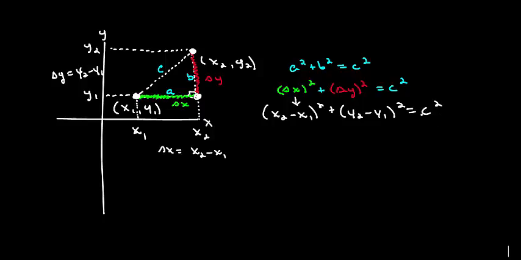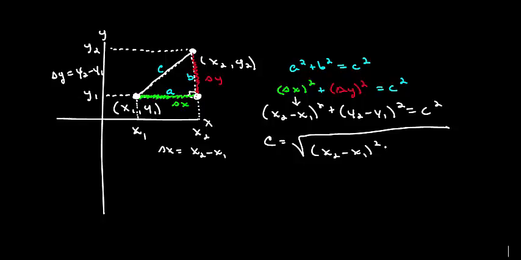And of course, if we're looking for just c, that's what we want. We want just this line here, c. We don't want c squared. We'll just take the square root of both sides. So the distance, which we'll call c, or d, whatever you want to label it, will be the square root of this guy right here. And that's it. That's how we go ahead and we get our distance formula.